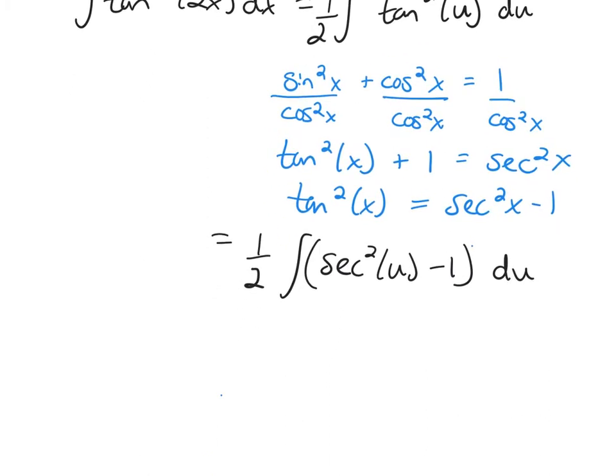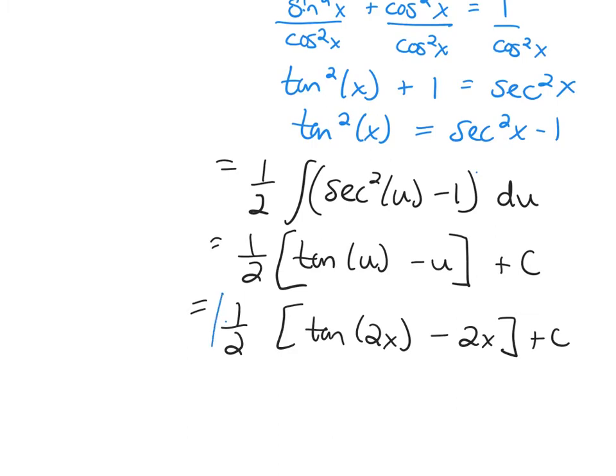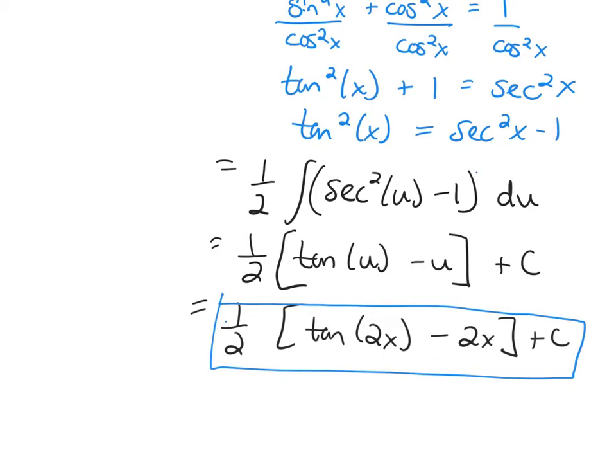And I do know the integral of secant squared. It's tangent. The integral of 1 is u plus c, and then all we need to do is plug in what our u was. Our u was 2x. So 1/2 tangent of 2x minus 2x plus c. And you can distribute that 1/2 if you would like, but you don't have to.